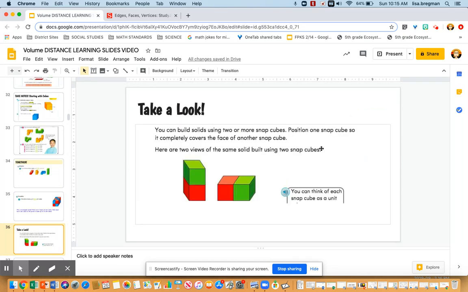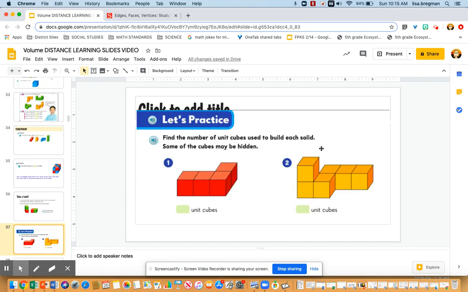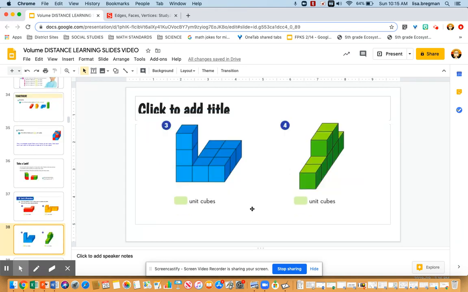Take a look. You can build solids using 2 or more snap cubes. We already tried those. And find the number of unit cubes to build each solid. Some of them are hidden. So let's try these. 1, 2, 3, 4. 4 unit cubes. 1, 2, 3, 4, 5, 6 unit cubes. Good. And here's some more. 1, 2, 3, 4, 5, 6, 7, 8, 9.